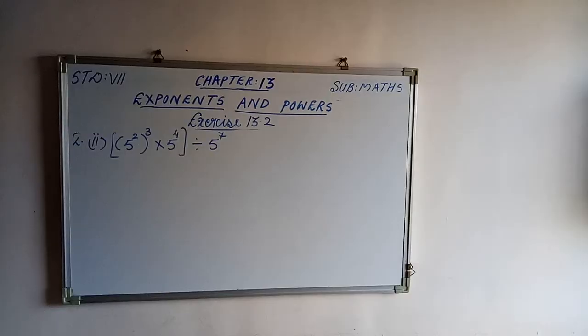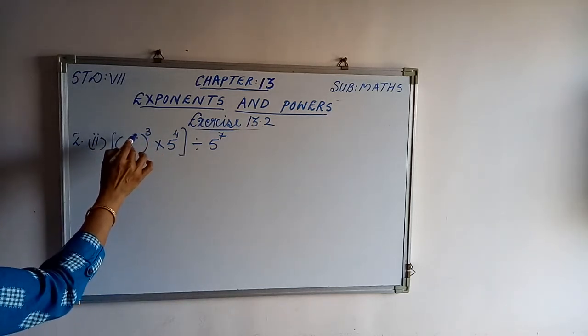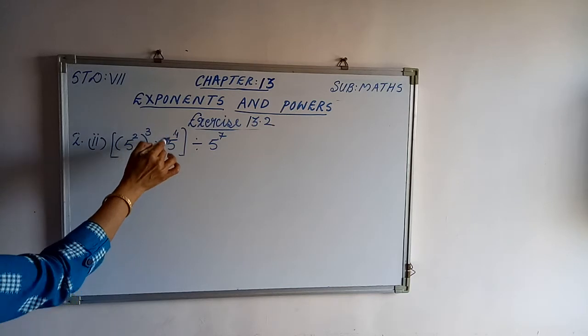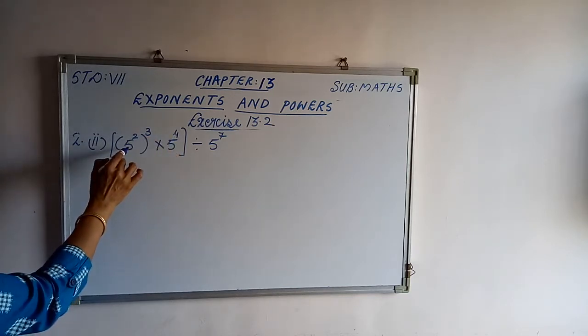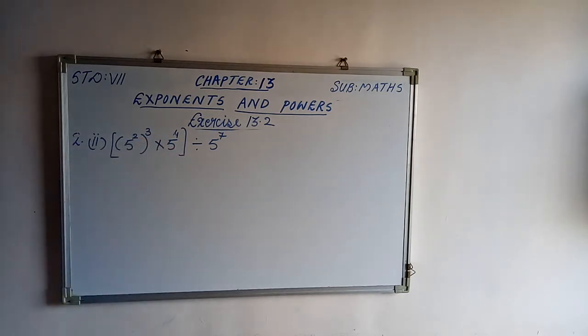Now second question. (5 raised to the power 2, or 5 square, the whole raised to the power 3) multiplied by 5 raised to the power 4, then divided by 5 raised to the power 7. First we can solve what is given in the bracket. So 5 raised to the power 2, the whole raised to the power 3, that means 5 raised to the power 2 into 3, multiplied by 5 raised to the power 4. So here we get 5 raised to the power 6 multiplied by 5 raised to the power 4. Then you divide that by 5 raised to the power 7.